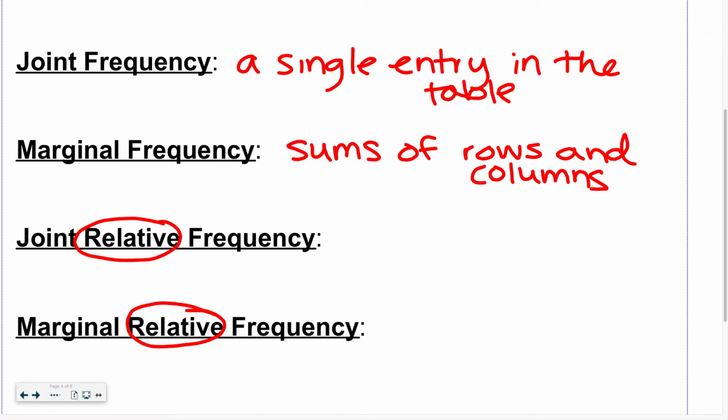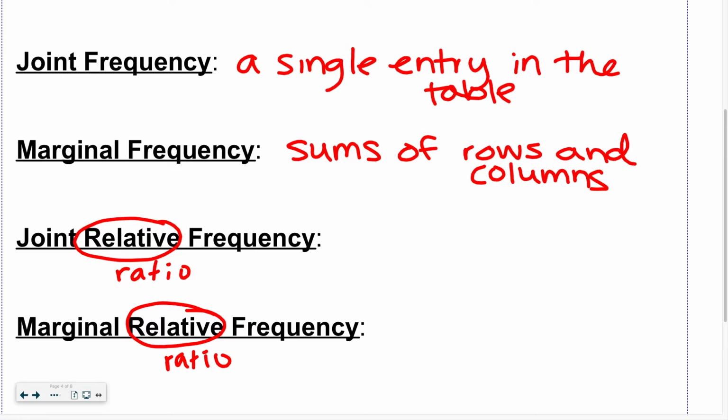Think about your relatives. They're your relations, right? And in math, when we're talking about a relation or a relationship, we're talking about a comparison, a ratio. So these things, relative frequencies and marginal relative frequencies, are going to be ratios, so they're going to be fractions. They're going to look like probabilities. So the word relative is also synonymous here with ratio.